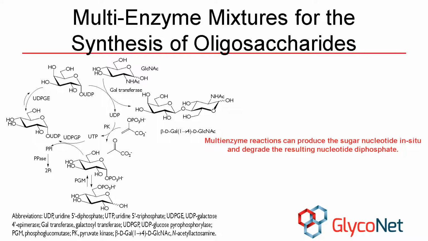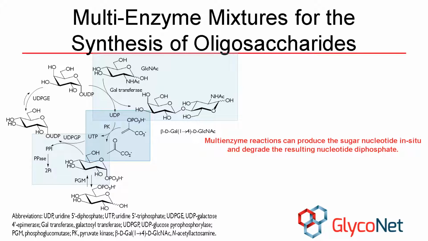Glycosyltransferases are typically used in conjunction with other enzymes. Sugar nucleotides are expensive to buy, so they are typically synthesized in situ by using a phosphorylase in conjunction with the glycosyltransferase. To degrade the nucleotide diphosphate, which inhibits the transferase reaction, pyruvate kinase is used to regenerate the UTP needed for further catalytic cycles.